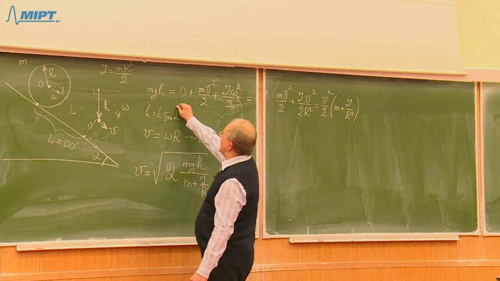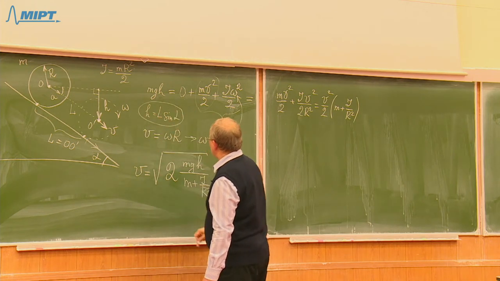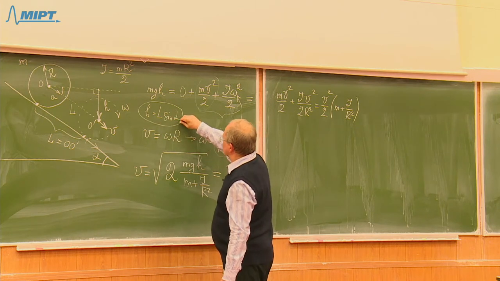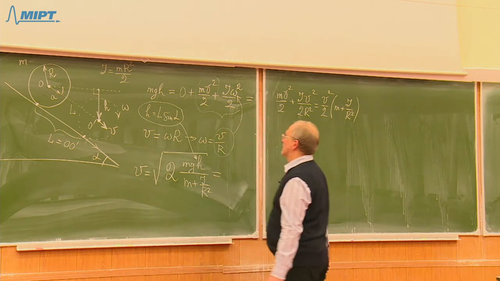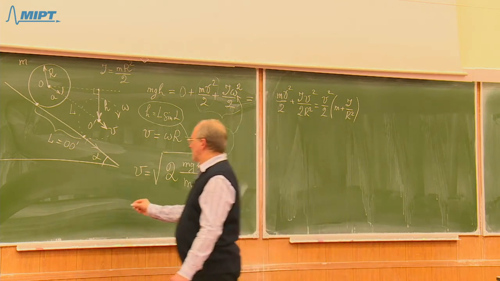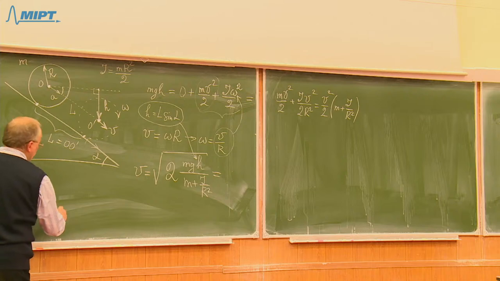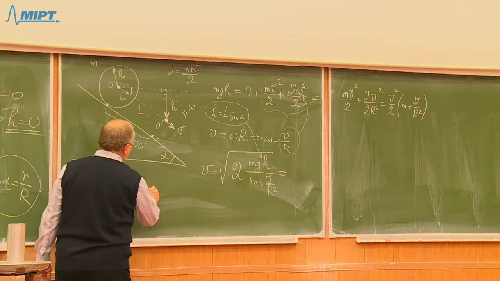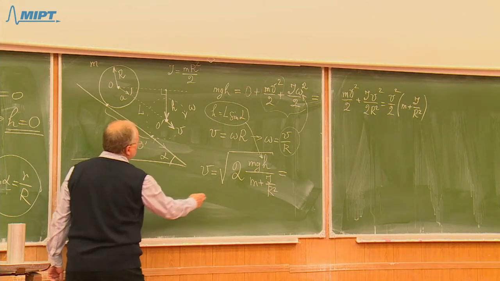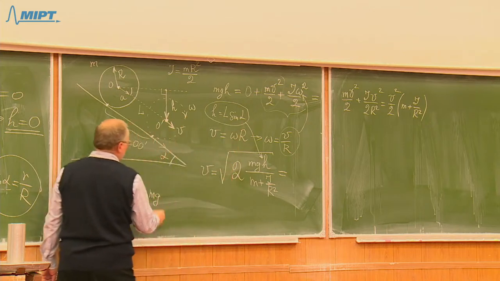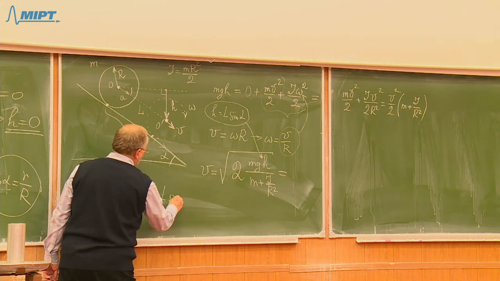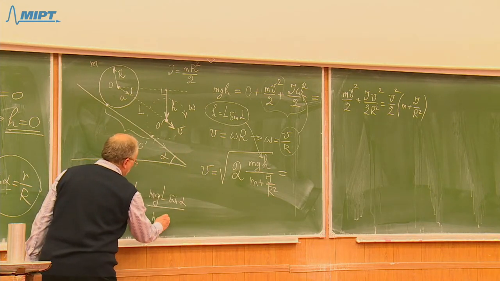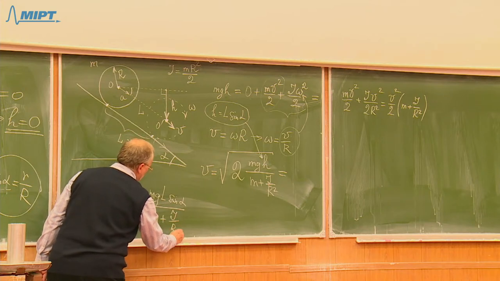And I know that h is related to L. So I may take this expression and substitute it for h in this formula. That will give me the following expression: the square root of 2mg, and instead of h, I use L sine alpha, divided by m plus I over r squared.